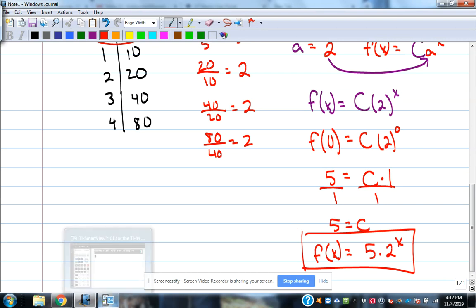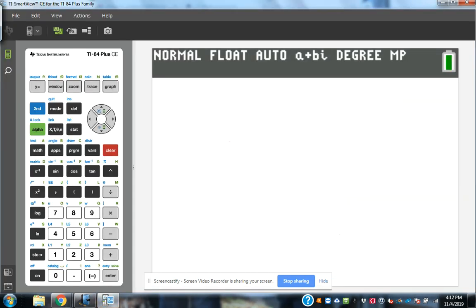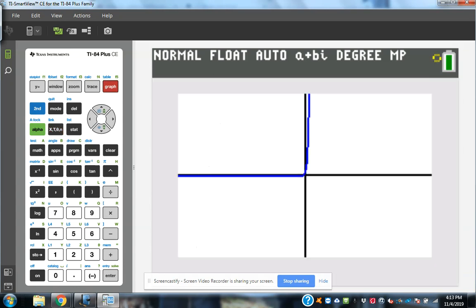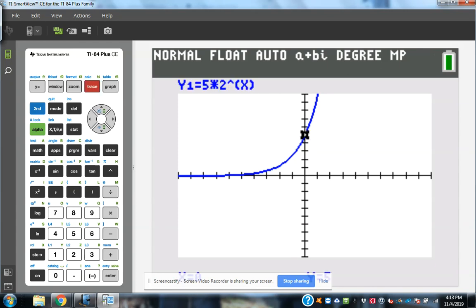And we can verify that using our graphing calculator. We go to y equals and type in 5 times 2. And to get the raised to the x, you put the caret symbol, which is right below clear. And then just put the x as your exponent. And then hit graph. And I'm going to hit zoom 6 so that I get a normal looking thing there. And I can hit trace.